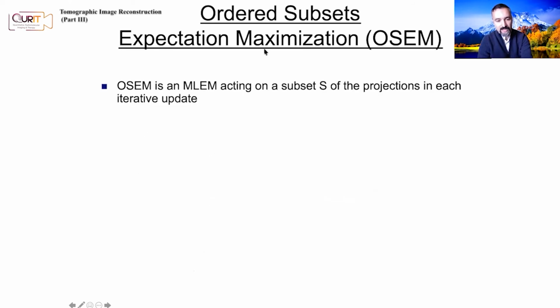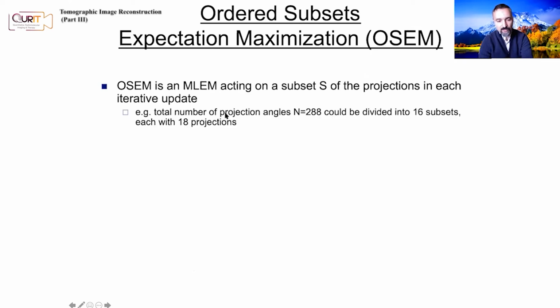So what is OSEM? OSEM is really MLEM, but acting in every iteration on only a subset of the projections. So for example, in PET imaging, you may have a total number of 288 angles. Well, you could divide those into, let's say, 16 subsets, each of those subsets having 18 projections. So it's almost like you take out every 16th projection, and that gives you 16 subsets with 18 projections in each of those subsets.